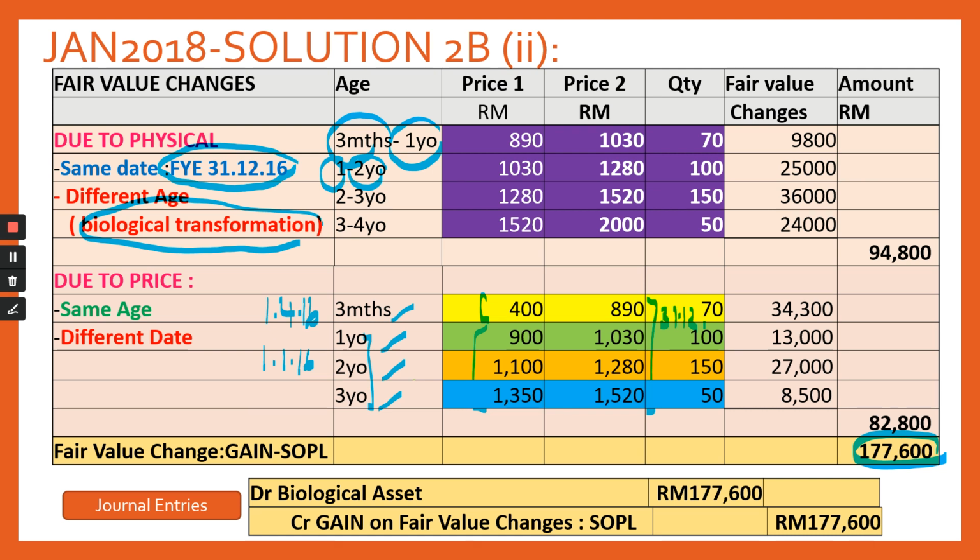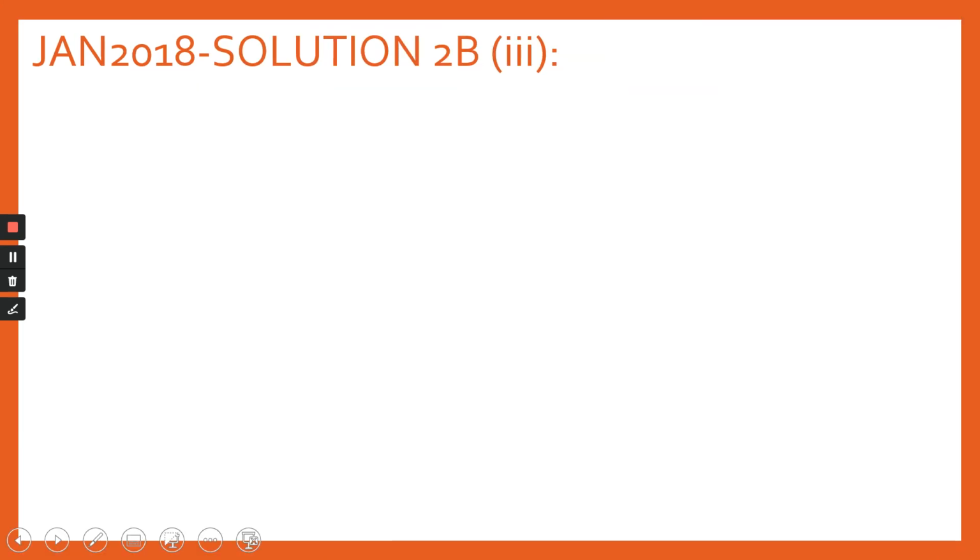You just have things that you purchase, right? You imported the 3-month-old lamb. It's not that it was being born, the so-called cow giving birth to another calf. No such thing here. So therefore, there is no such thing as gain on initial recognition. But this is gain on fair value changes. So 177,600, which comes from these two totals. So that is the one that you will show as your revenue or your income in your SOPL.